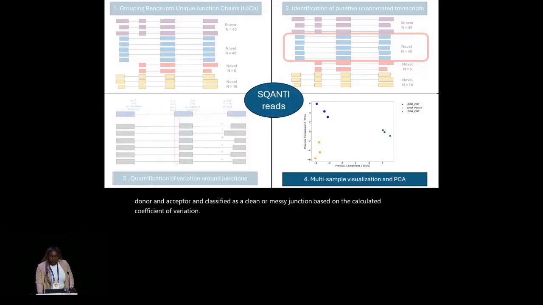And feature 4: SQANTI-reads produces several multi-sample summary files and visualizations that can be used to evaluate the quality of the data set. These visualizations can be faceted by experimental factors like technology to evaluate different aspects of the experimental design. SQANTI-reads also performs a principal component analysis using the quality metrics to identify which metrics drive sample variability.